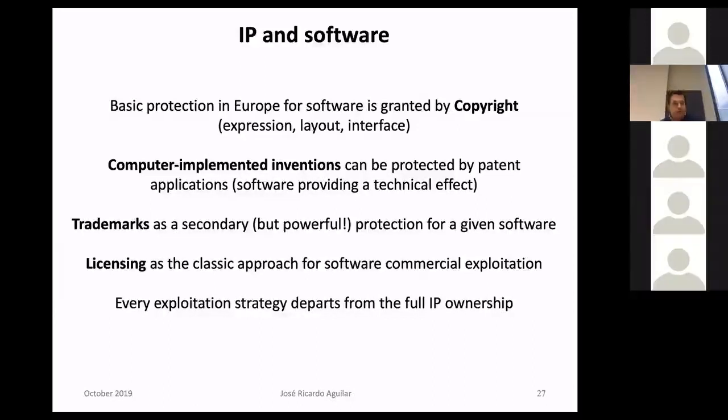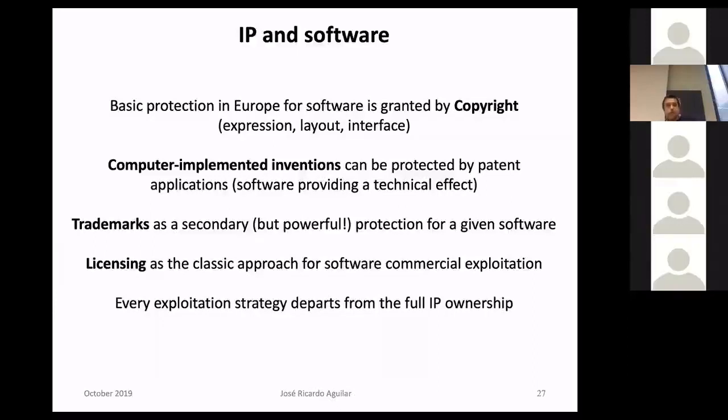Normally, when we think about the exploitation of software, licensing is the classic approach. So the owner of that software, and normally that owner is a company, will grant a right of use of that software. Do not sell the software by itself, because selling a software is a single act that will, how can we say, empty our property if we sell something. Licensing is different. Licensing is a right of use, where we can define the terms of that use, but the property will remain with us.